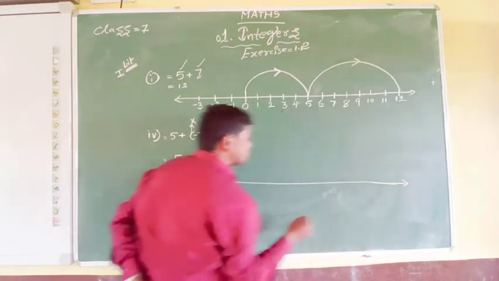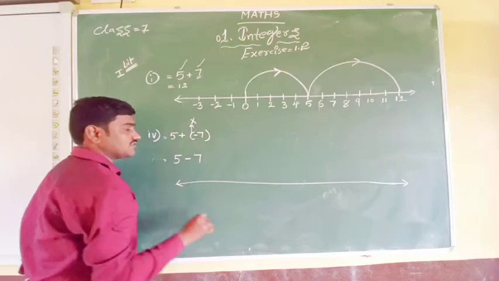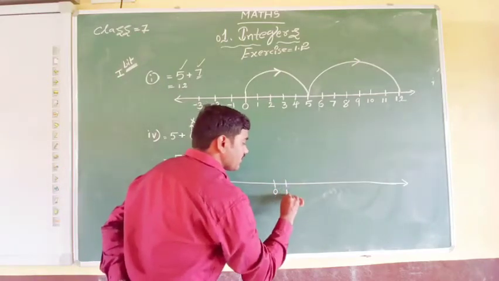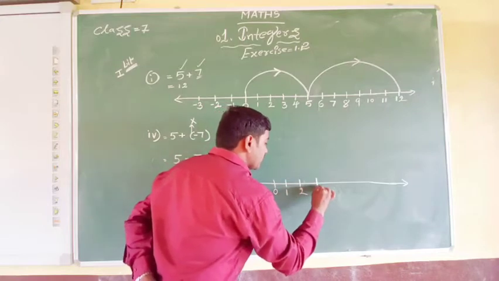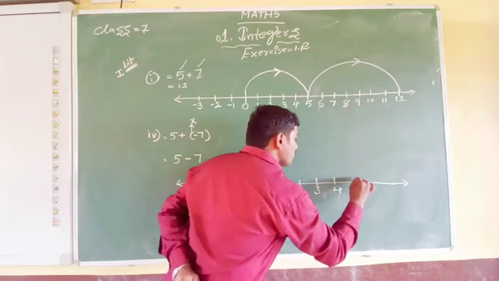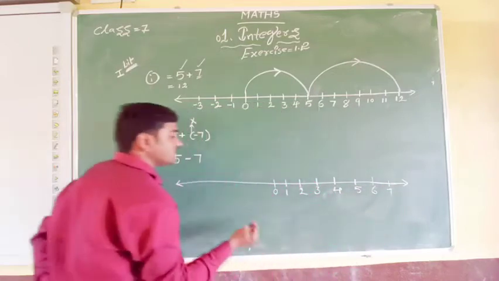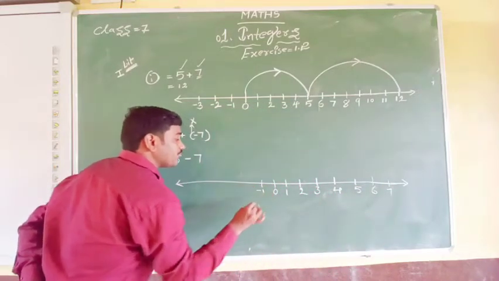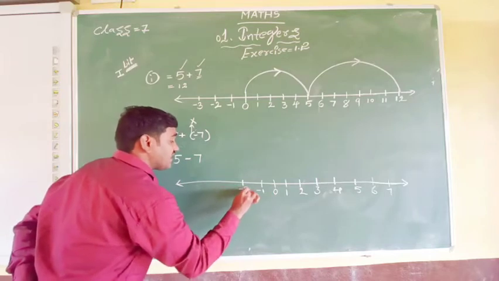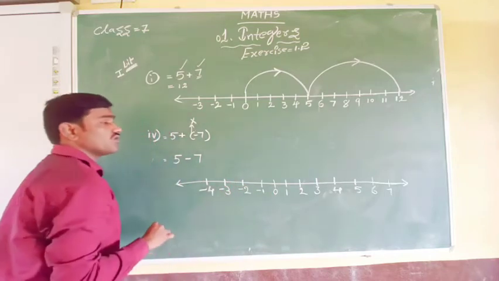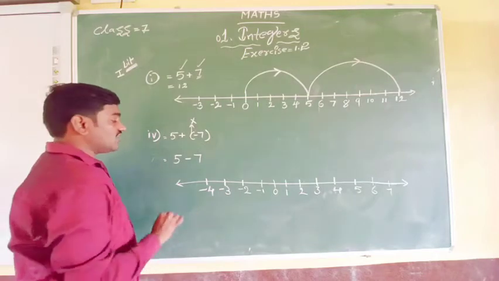What number line do we get? Let us see here. Always we start from 0. Yes. 1, 2, 3, 4, 5, 6, 7. That is enough actually. Here minus 1, minus 2, minus 3, minus 4. That's enough. Now let's start here.